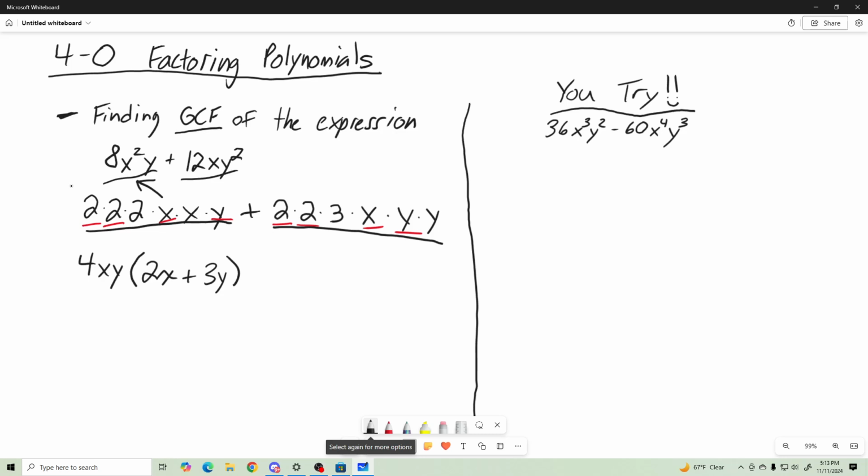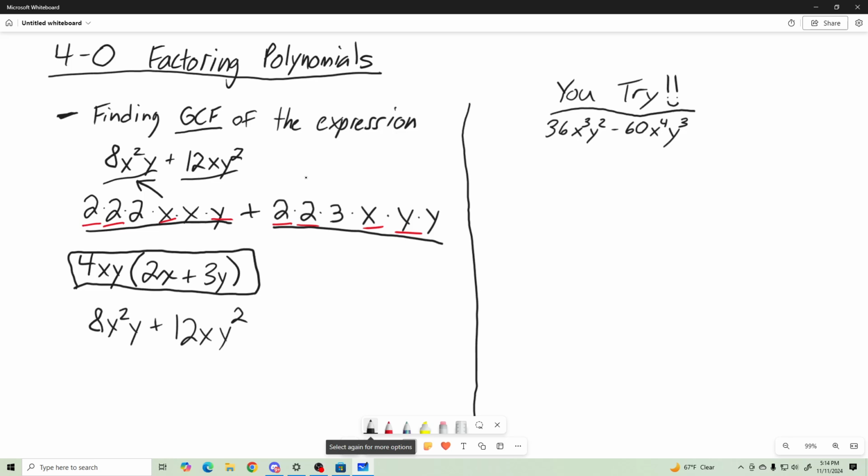And now, if we want to check our work, all we have to do is the distributive property, right? So 4xy times 2x is going to give us 8x squared y, which is actually our original term. If we look back up here, you'll see 8x squared y right here. And for the second one, we're going to do 4xy times 3y. So plus 4 times 3 is 12. There's no x's over there, so x and then y squared. And if you look back up at the top, we have 12xy squared. So when we factor using the GCF, this would be our factored form using the GCF.